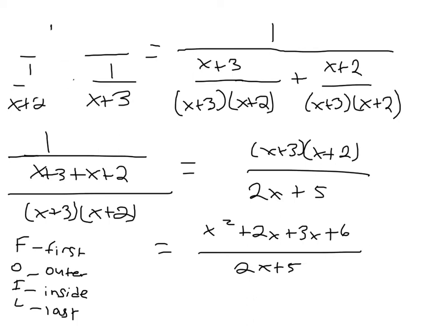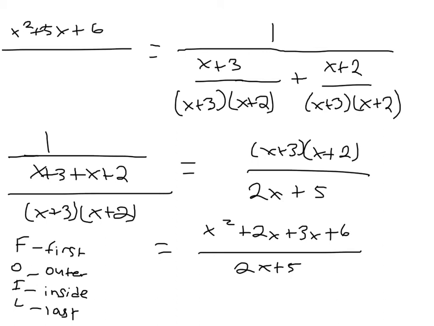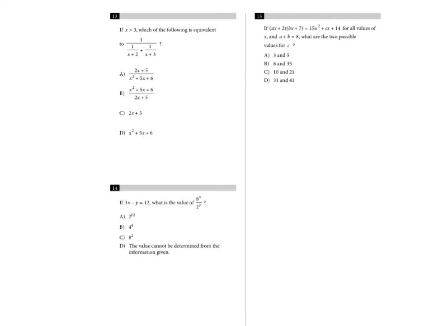And I'm going to erase this original question and write my answer back up top. x squared, combine 2x plus 3x, that'd be 5x, and then add a 6. And then keep our denominator the same, which will give us answer choice B: x squared plus 5x plus 6 over 2x plus 5. Again, that's one method to do it.